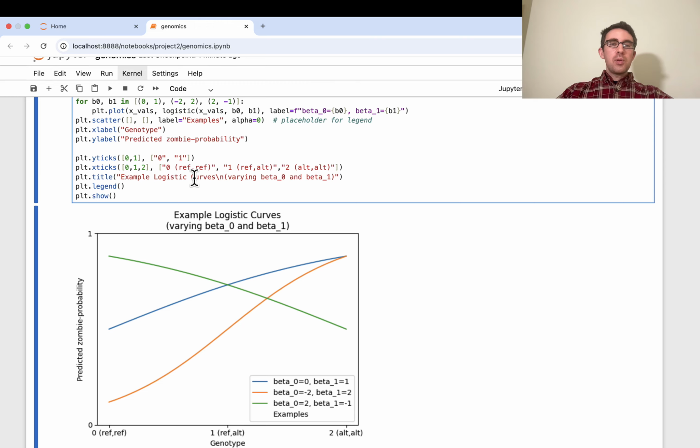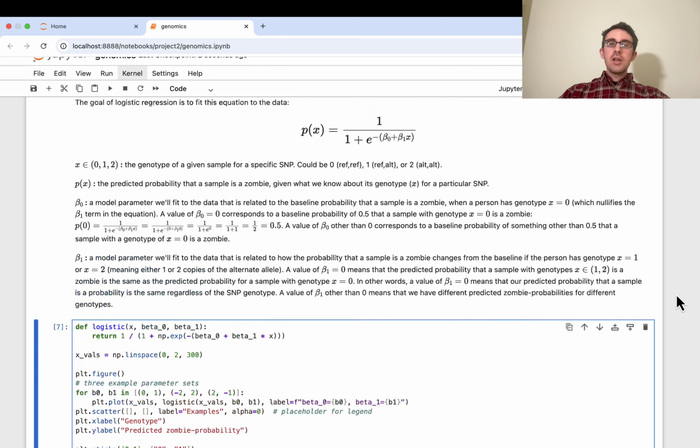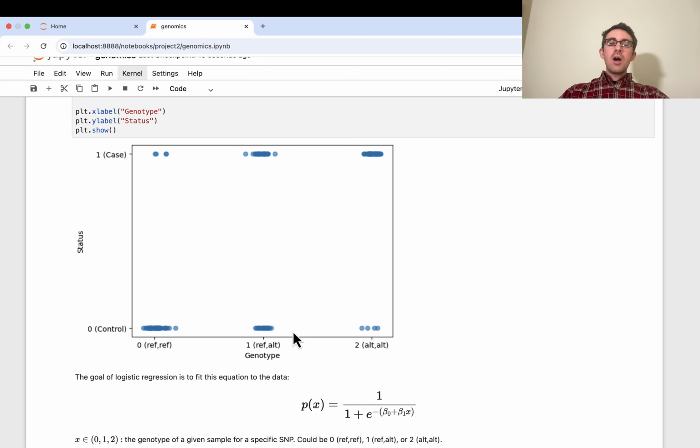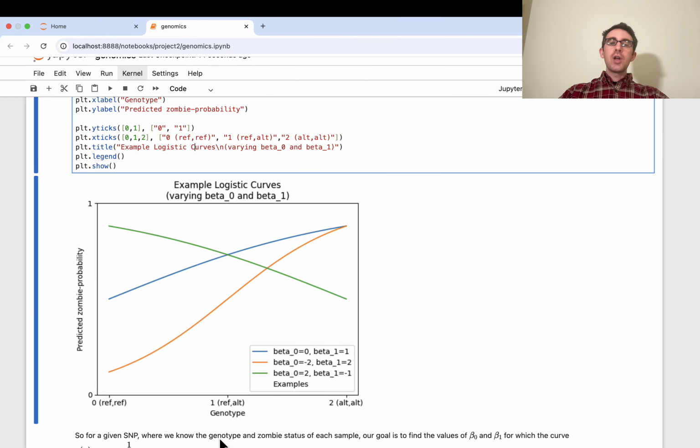So this plot here is just showing some example logistic growth curves. One thing to notice is that it's very similar to our previous plot of the data points that we have data for. The horizontal axis is actually the same, just plotting the genotypes 0, 1, and 2. For our curves, we are plotting them in a continuous way, where we can see there is stuff being plotted in between 0 and 1 and then 1 and 2.